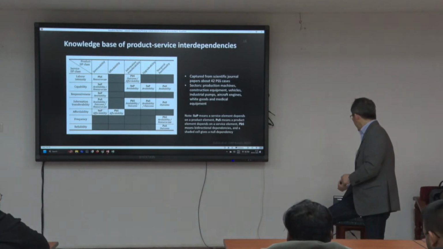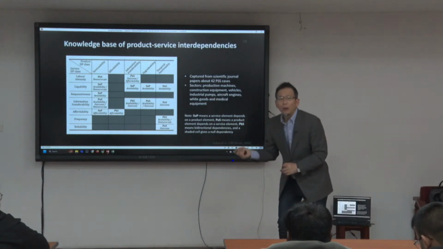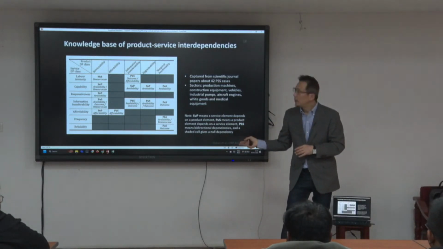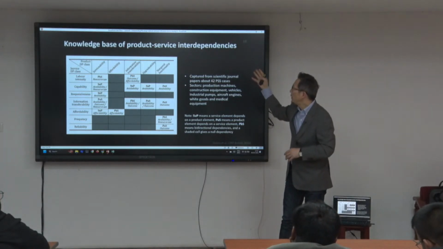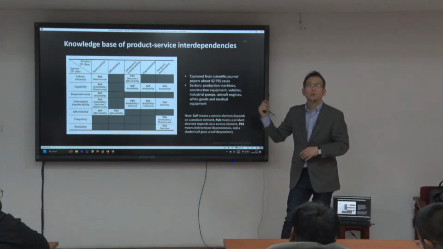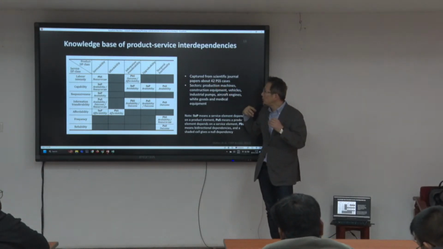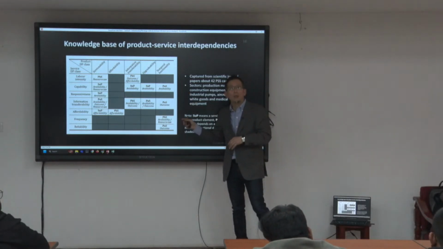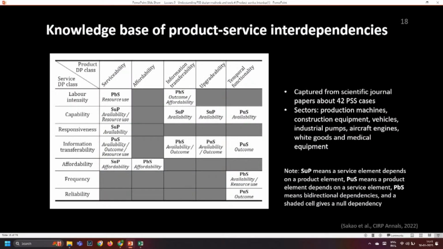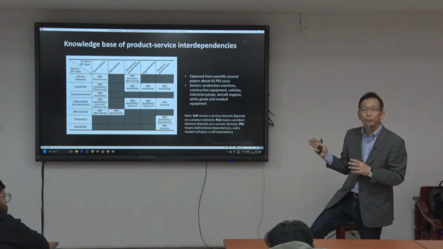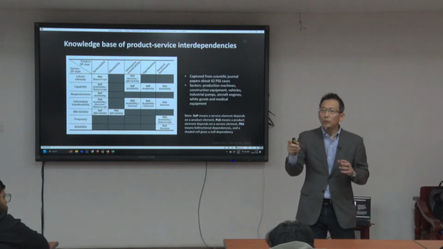Okay, so you have access to an Excel file that shows exactly this matrix as well as the 42 cases that were the base to come up with this abstraction. Okay, and your task in the project work is to look into this and utilize some of these interdependencies. Any questions? Do you have questions? Yes, please.